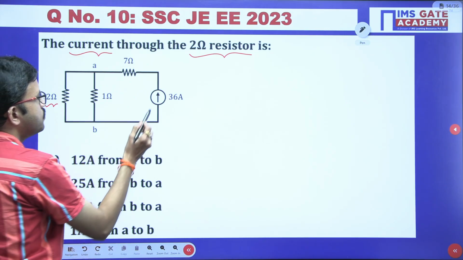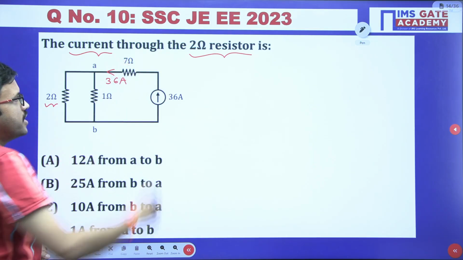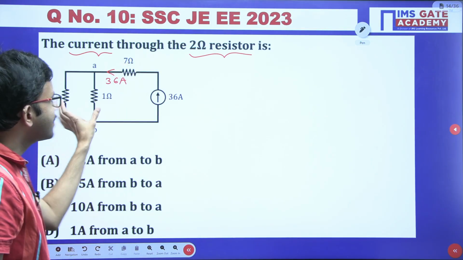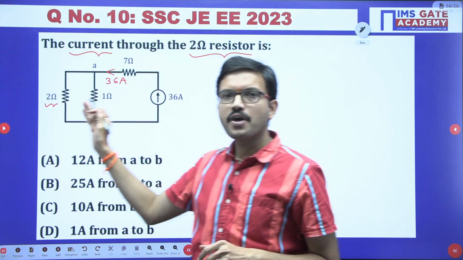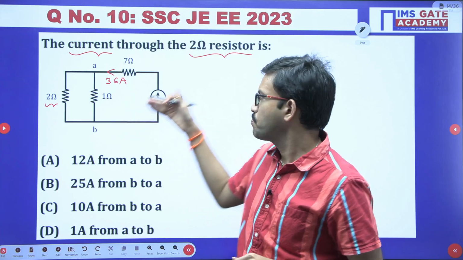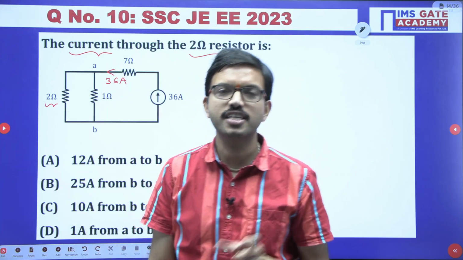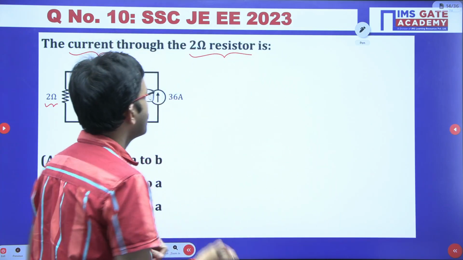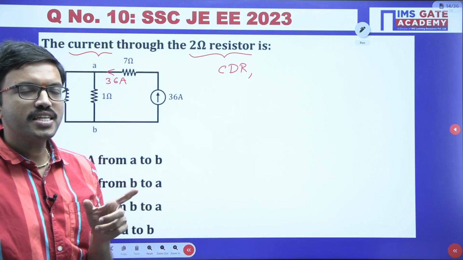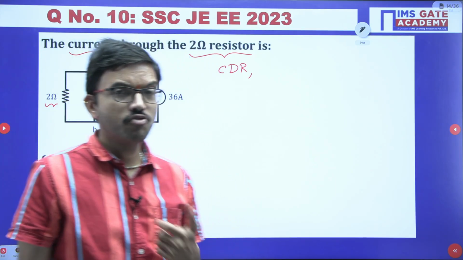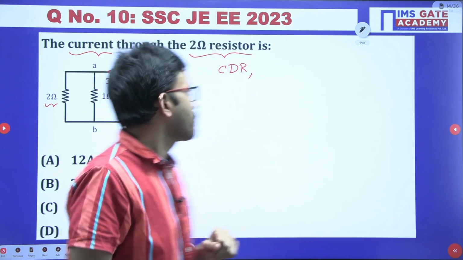So here if you observe, this 36 ampere is coming like this. After that you have the resistors connected in parallel. Whenever elements are connected in parallel, obviously the voltage will be the same, but whatever current is entering will get distributed across the elements. That means now we are using the current division rule. Whenever elements are connected in series, we can apply the voltage division rule. Whenever elements are connected in parallel, we can apply the current division rule, right?